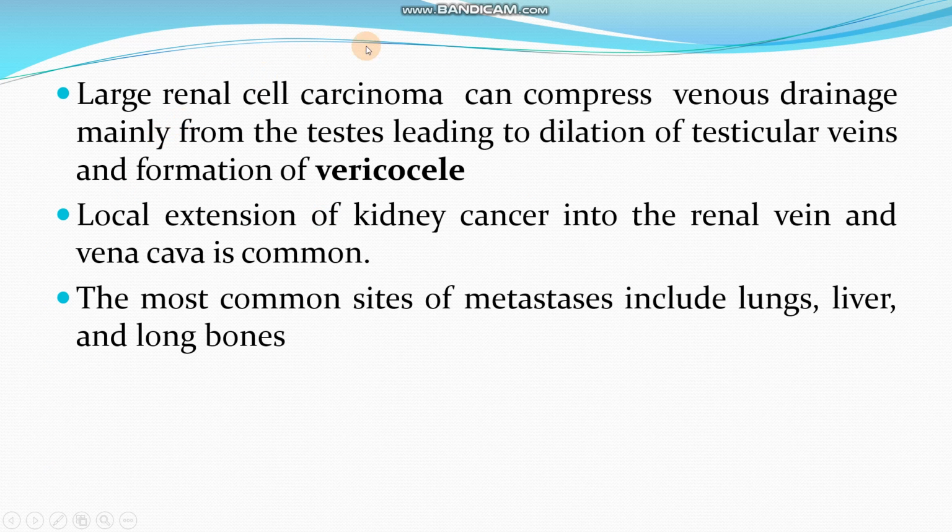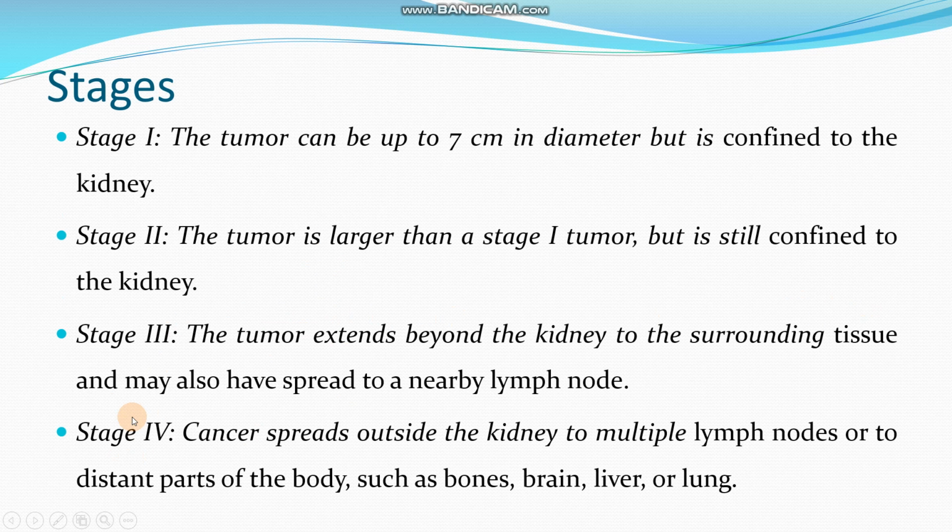In case of large renal cell carcinoma, it can compress the venous drainage, mainly from the testis. It will lead to dilation of the testicular vein, which can ultimately lead to varicocele. Local extension of kidney cancer into the renal vein as well as vena cava is common. It can metastasize into lung, liver as well as long bones. So these are all the clinical features.